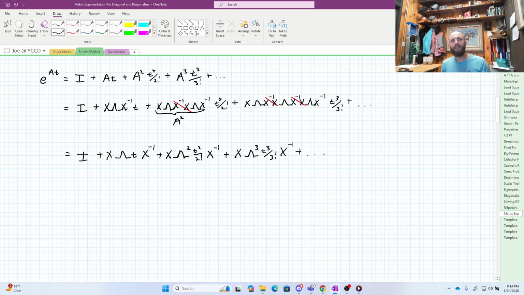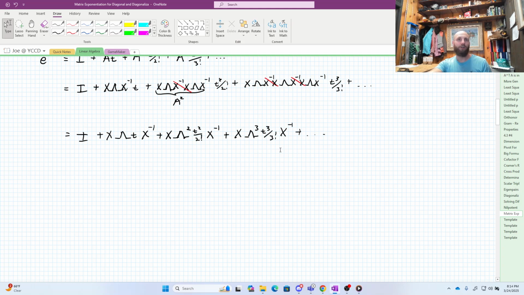Now, this identity feels like I ought to be able to do some factoring here, but I can't factor anything out of the identity. So I'm going to rewrite the identity matrix as x times x inverse. And then out of the left-hand side of this power series, I'm going to factor out x. And out of the right-hand side of the power series, I'm going to factor out x inverse.